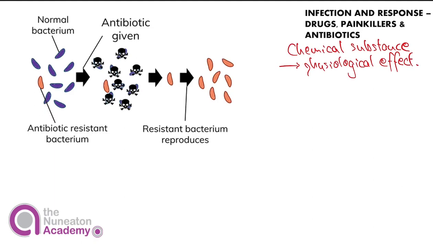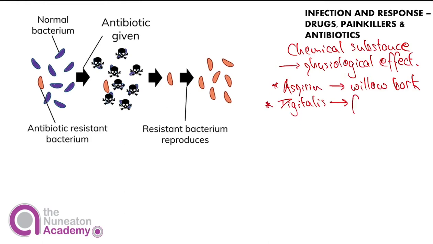Now, you might be expected to remember some examples of drugs and what they were developed from. So one example would be aspirin. Now, aspirin comes from a natural product that's contained within the bark that you find on willow trees. There is the drug digitalis, which is given to heart patients for irregular heartbeats, and that comes from the foxglove plant.